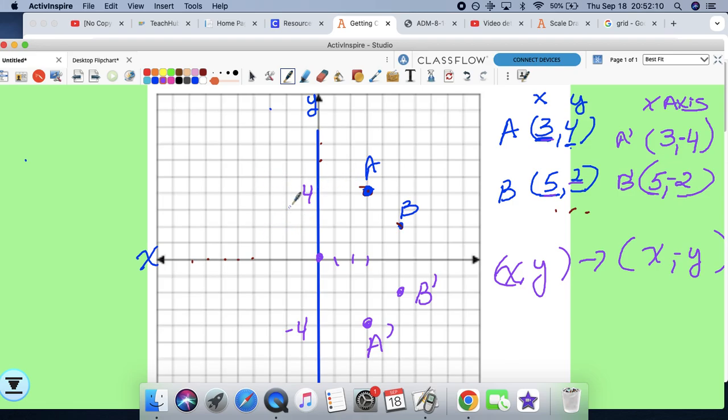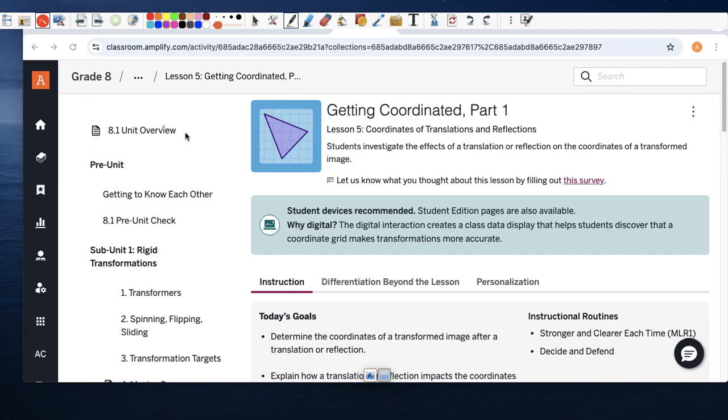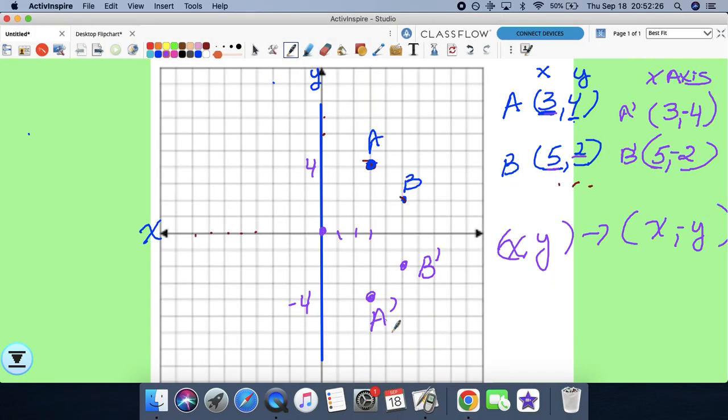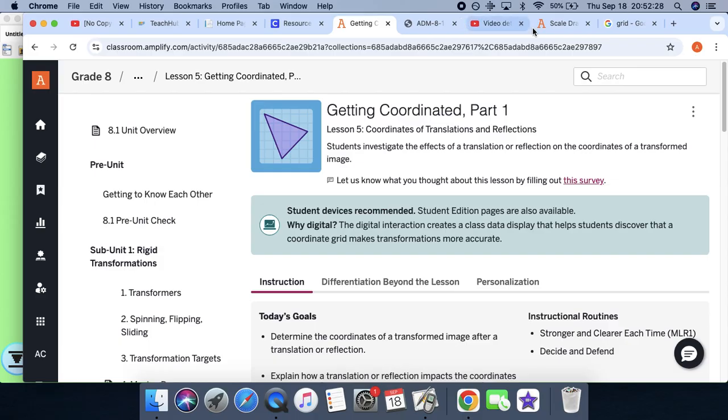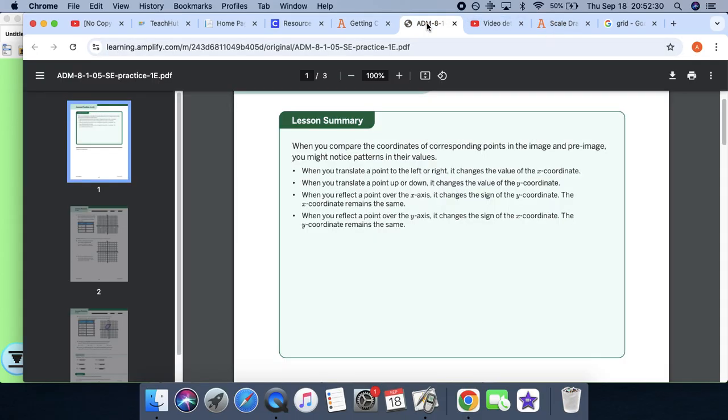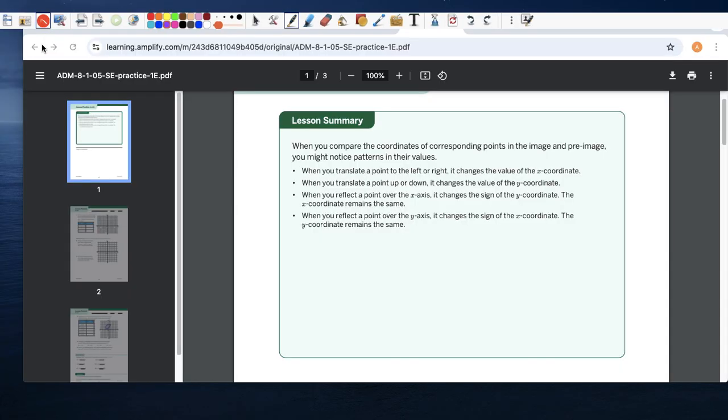Do we do translations? Okay, I'm going to hope we did translations. All right, let's move on. So that's what that says. All right, so let's move on.